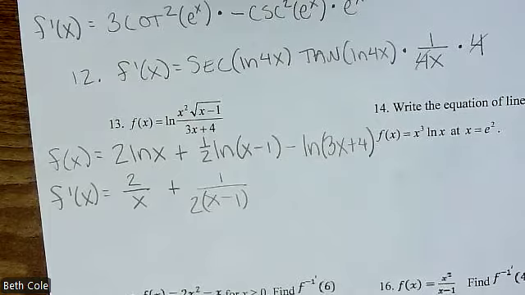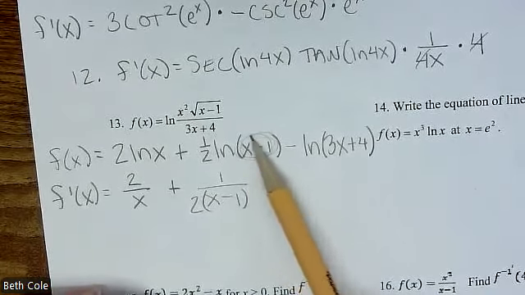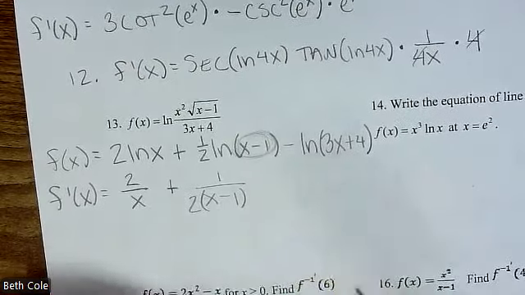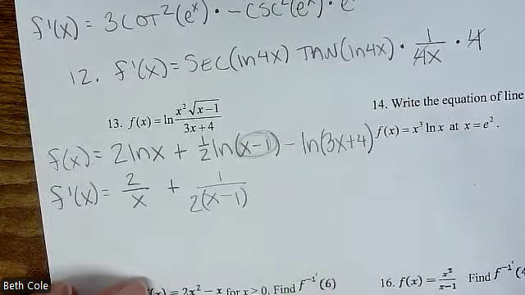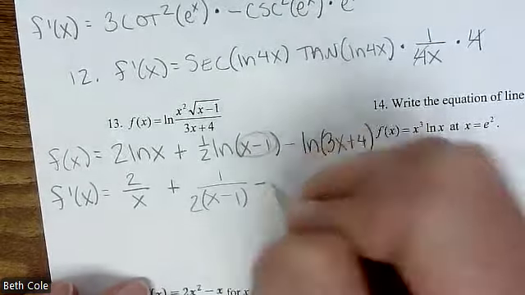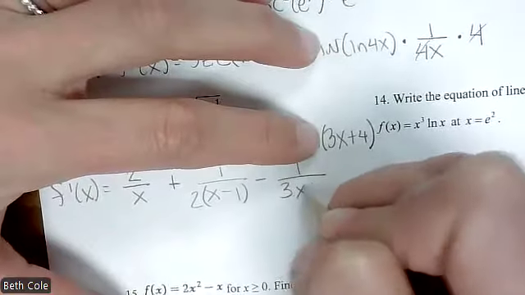There's a chain rule, but what's your derivative of x minus 1? The insides. 1. So do you want to write times 1? You can if you want to. I just wouldn't. All right. Minus, it would be 1 over 3x plus 4.